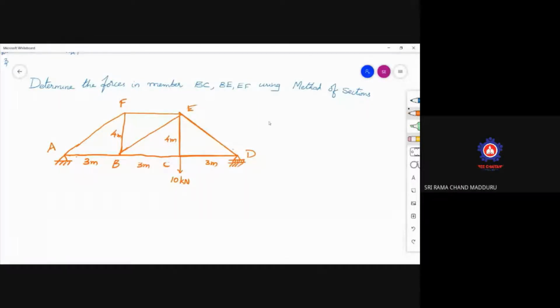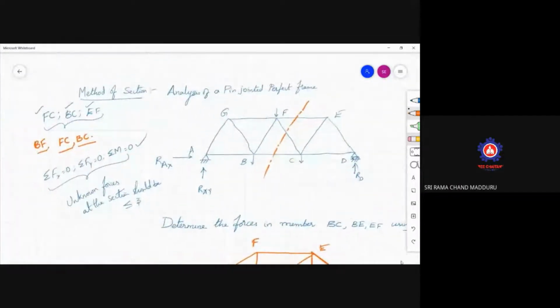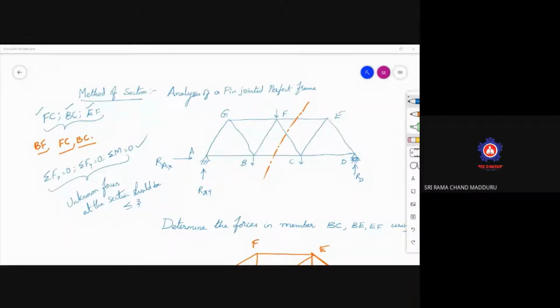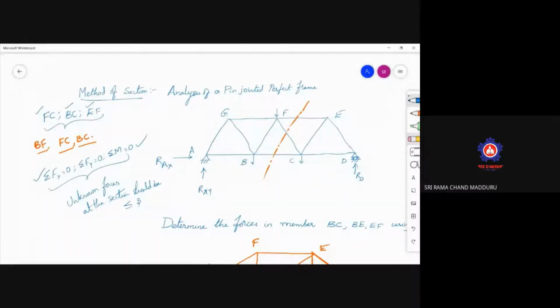And in the next step, we will take the free body diagram, either left side or right side. The forces which are being cut will be considered as unknown forces, or the forces which are to be determined. The internal forces of the members will not come. Only the forces that are being cut by the section will come. And here, using your equations of equilibrium, we will calculate the force in the member.